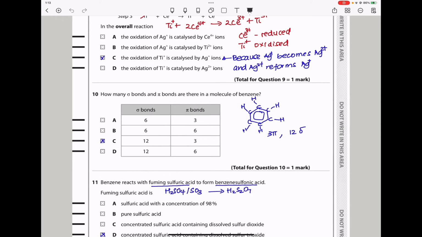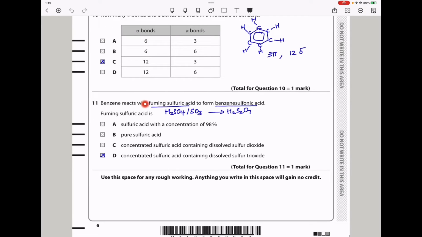Question 10. How many sigma bonds and pi bonds are there in a molecule of benzene? So in benzene, we have 3 pi bonds and we have 12 sigma bonds. So C is going to be my answer. Question 11. Benzene reacts with fuming sulfuric acid to form benzene sulfonic acid. Fuming sulfuric acid is concentrated sulfuric acid containing dissolved sulfur trioxide. So this is going to be the answer.